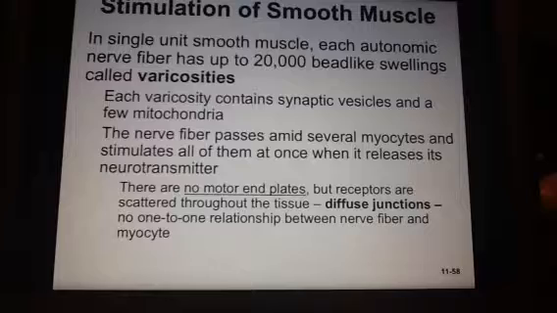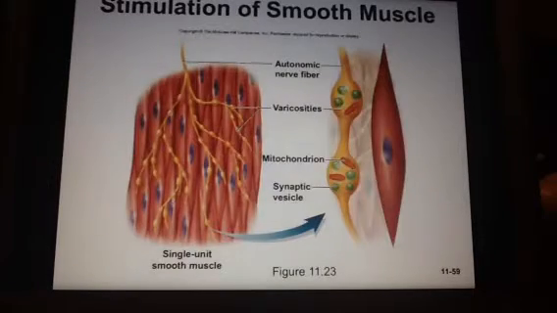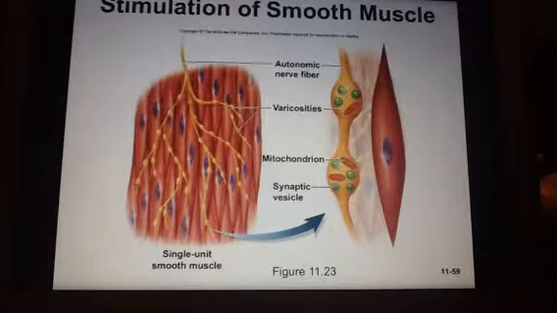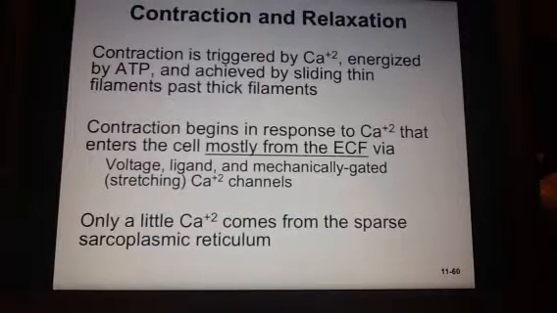I'm going to scooch past here. This just shows you a single unit smooth muscle up close. Here I just wanted to look at what the contraction looks like and how it's different than a skeletal muscle. So it's still triggered by calcium.